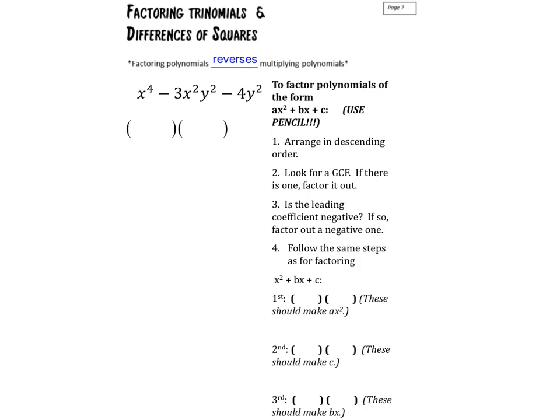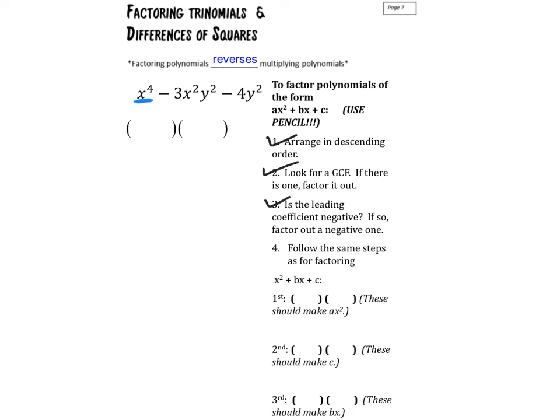Let's take a look at this one. Yes, it looks weird, but what we're going to do is we're going to stick to our steps. We're going to arrange in descending order, highest powers in the front, and I see it. We're going to look for a GCF. I see an x and an x. I see a y and a y, but I don't see anything that all three have, so there's no GCF. The leading coefficient is not negative, so I don't have to factor. And now I'm going to get ready for factor form.